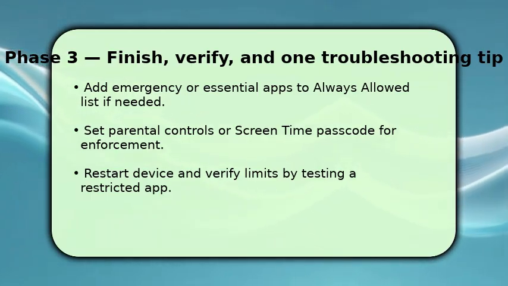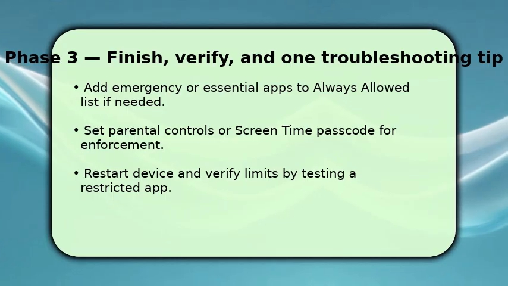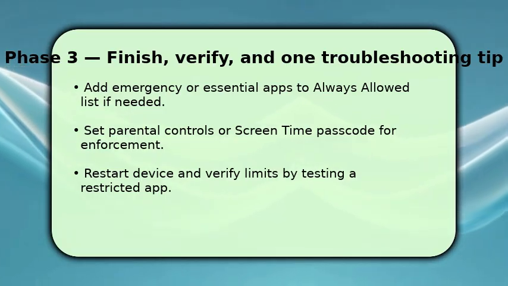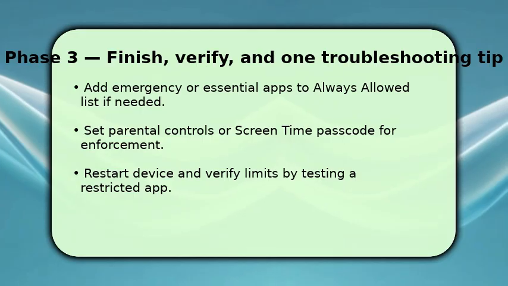If an app ignores limits, clear its cache and confirm battery or permission settings aren't exempt. This usually resolves enforcement.